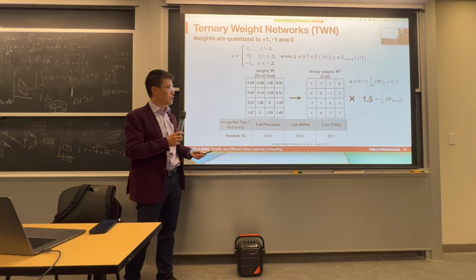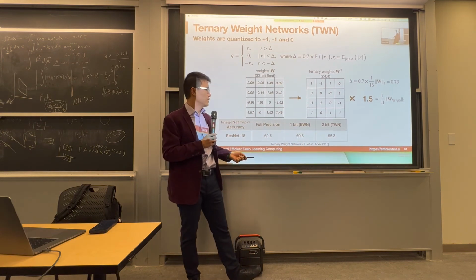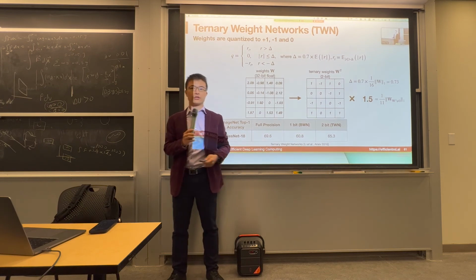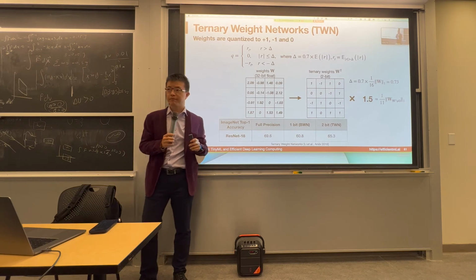Using this ternary weight network, we can recover the accuracy from 60 to 65. It's closer to the original 70 top-line accuracy for ResNet-18.